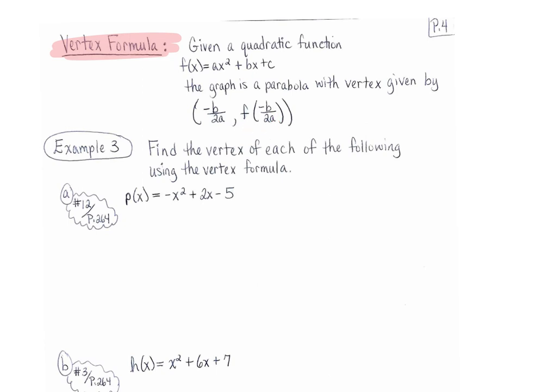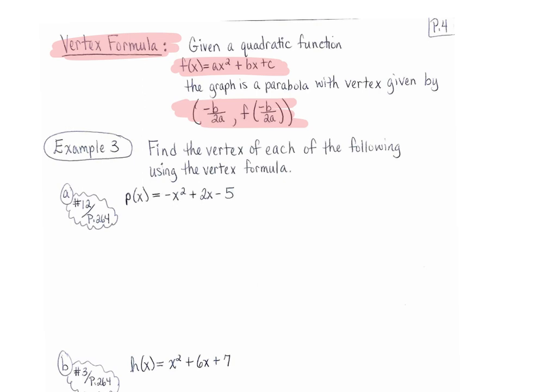So you identify b, you identify a, and then negative b over 2a will give you your x coordinate. And whenever you find out what this is, you plug whatever you got here for your x coordinate into your function. Whatever you get after you substitute that in will be your y coordinate. This is the vertex formula. This is another way of finding your vertex. That's not a highlighter. There you go. But your function has to be in that format.